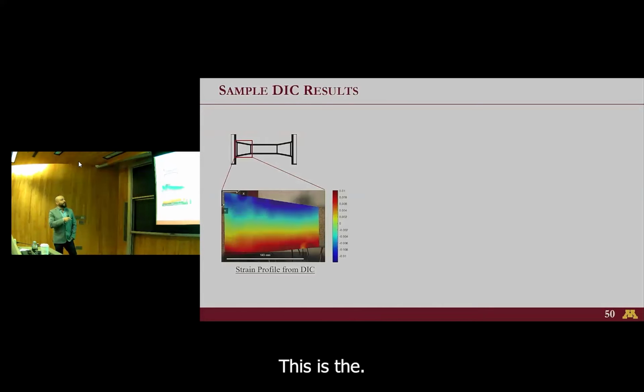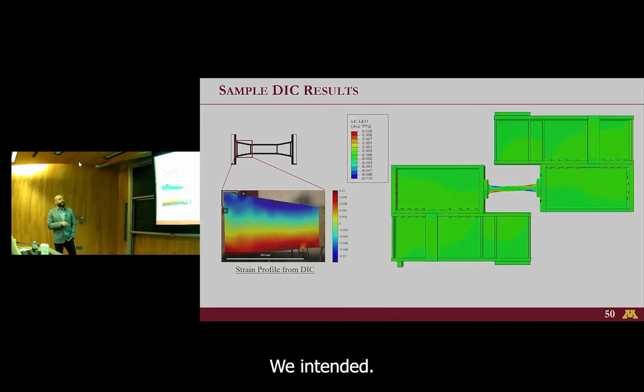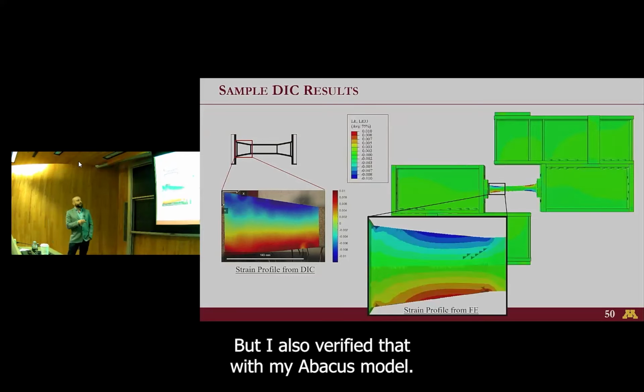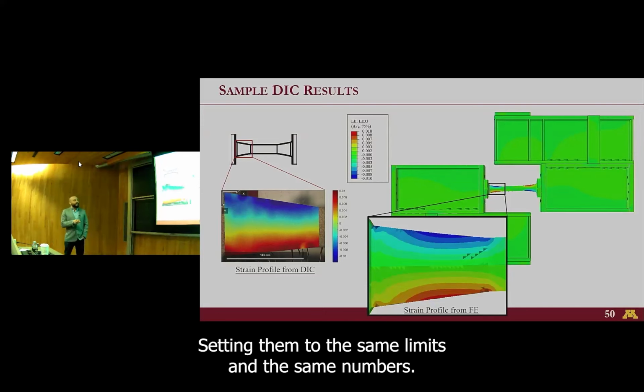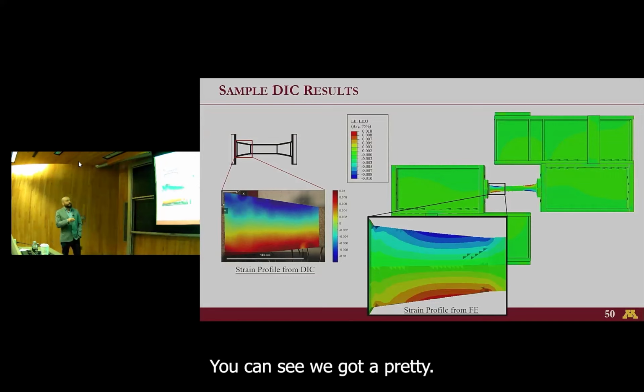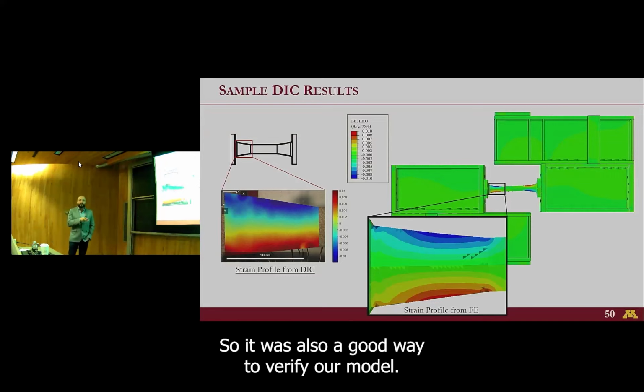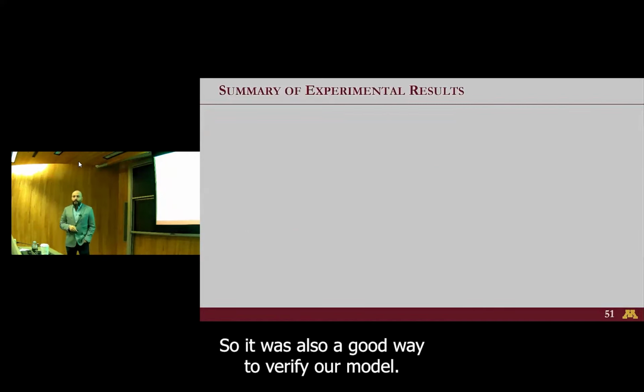This is the strain field that we got from DIC. Looks pretty constant along the yielding region, so it worked as we intended. But I also verified that with my Abaqus model, setting them to the same limits and the same numbers. You can see we got a pretty good match. So it was also a good way to verify our model.